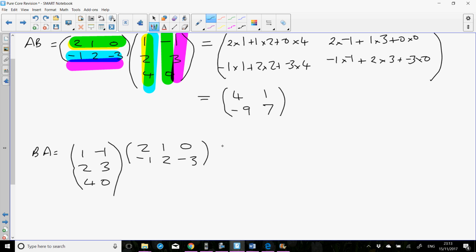Right. Next one, we're just going to do this the other way round, and you can think about whether you're expecting the same or different result here. So, same kind of way here now. So now we're going first row, first column. So 1 times 2 plus negative 1 times negative 1. First row, second column. 1 times 1 plus negative 1 times 2. First row, third column. 1 times 0 plus negative 1 times negative 3. So you can see it's going to be different to start with. I've now got 3 elements in the top row.